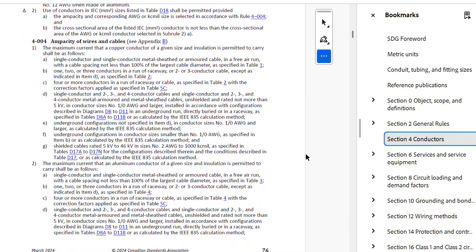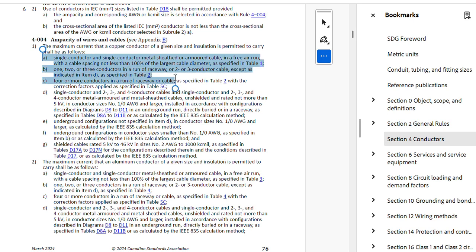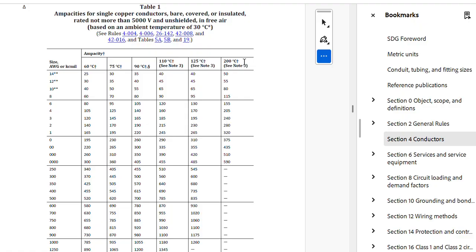Here's section 4. Here's 4-004. I'm highlighting it for copper right now, and the second section is for aluminum. What we should note here is that I'm only talking about subsections A, B, and C of subsection 1 of 4-004, and of subsection 2 of 4-004 for aluminum. If you look at D, E, and F, those are all for underground installations, so we'll talk about that on a different day. Basically, single conductor and single conductor metal sheathed or armored cable in a free air run goes to table 1. So let's look at what table 1 looks like.